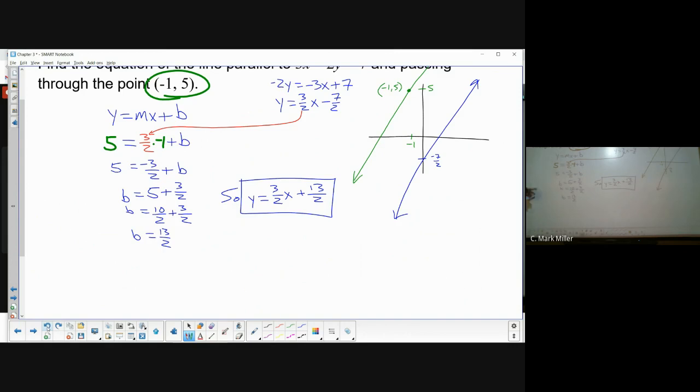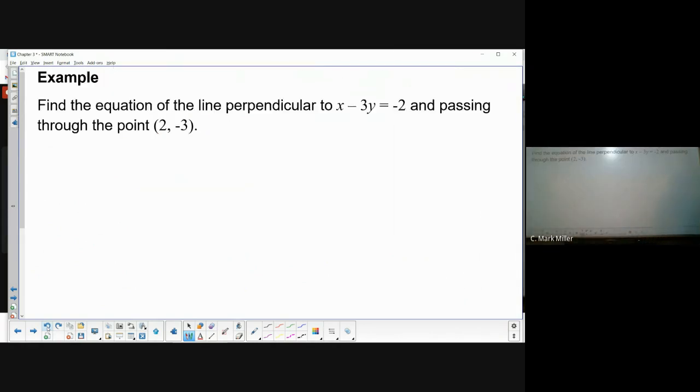So here, if I put in -1 for x, -1 times 3 halves is -3 halves. -3 halves plus 13 halves is 10 halves, which is 5. So you check your answer.